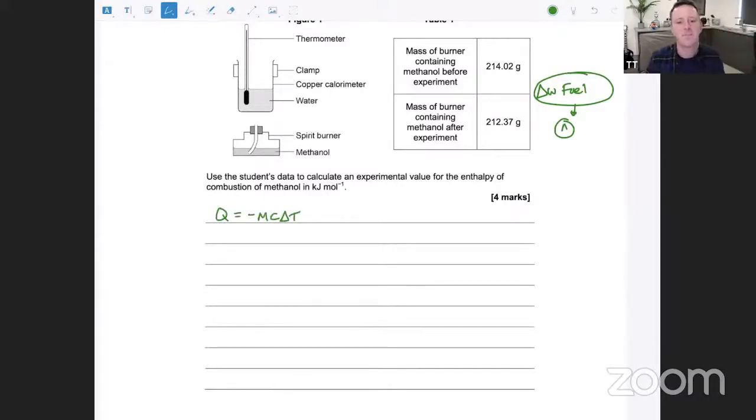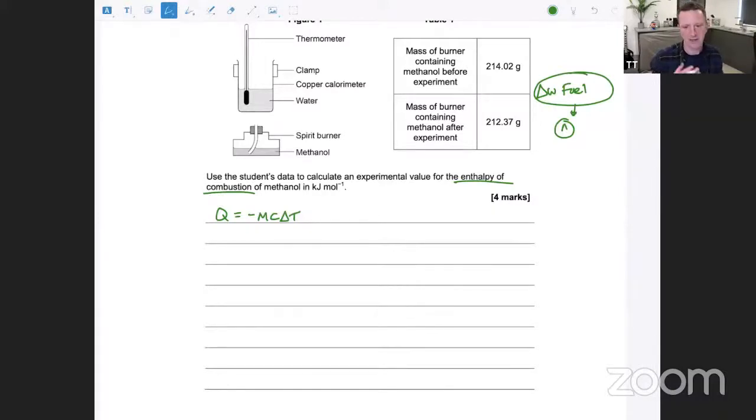Now, if you haven't seen the minus version before, let me talk you through it. Because at the end of the day, you need to find a delta H, the enthalpy of combustion for methanol. You can use MC delta T and you get a value for Q. Then you use Q over number of moles to get your delta H. And then you need to decide on whether it's a positive or negative value.